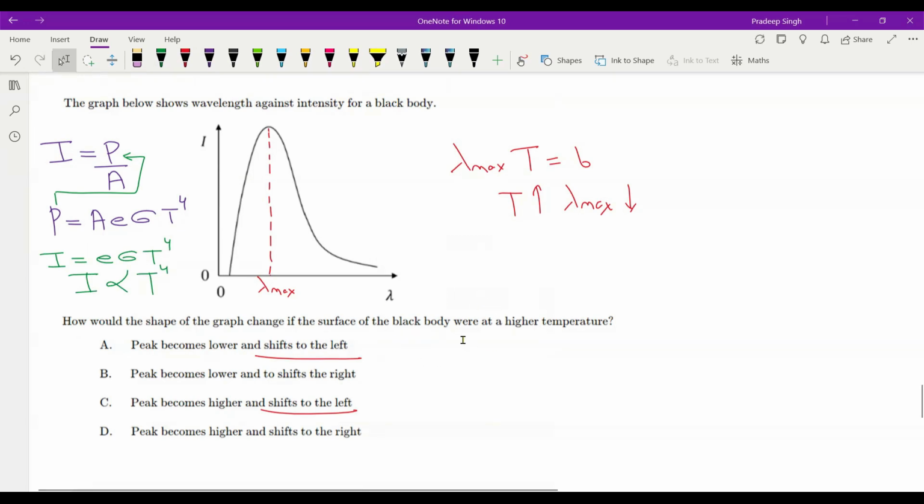Since it's mentioned that the black body is at a higher temperature, temperature increases. And since temperature is increasing, intensity will rise. Hence, the maximum intensity in this graph will have to go up, which means the peak will become higher. Hence, the answer is C, which states that the peak, which is the maximum intensity, becomes bigger and the entire graph shifts to the left hand side.